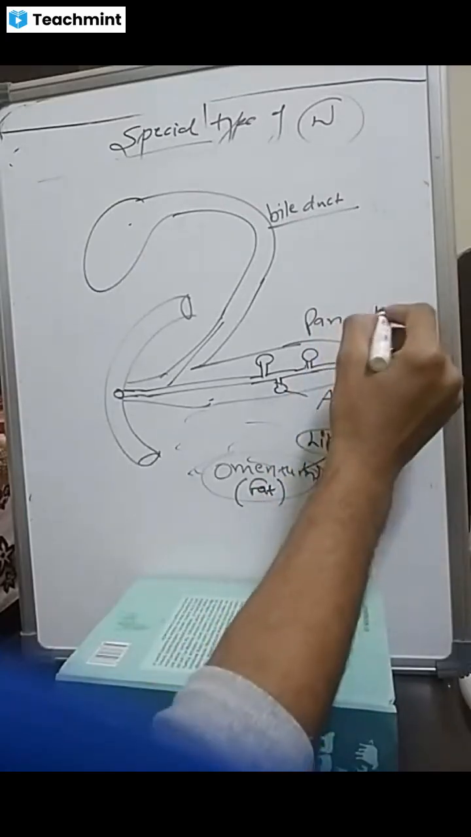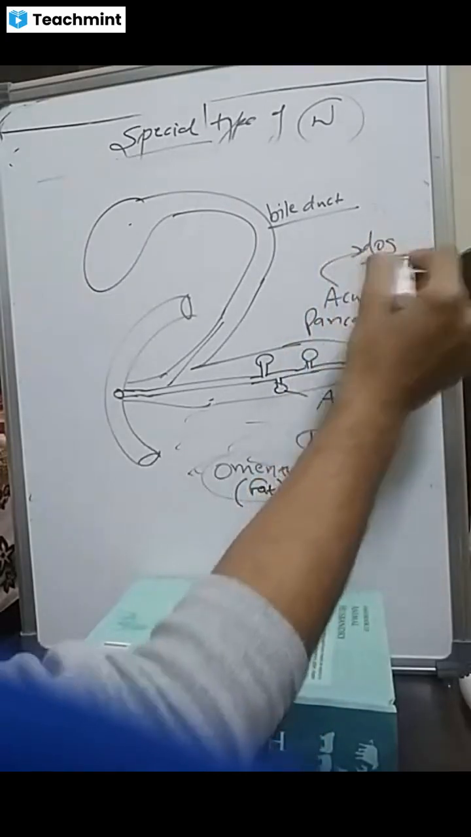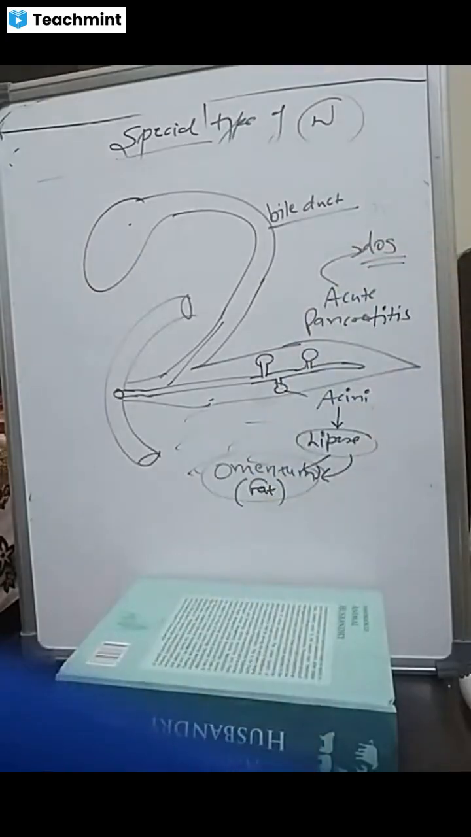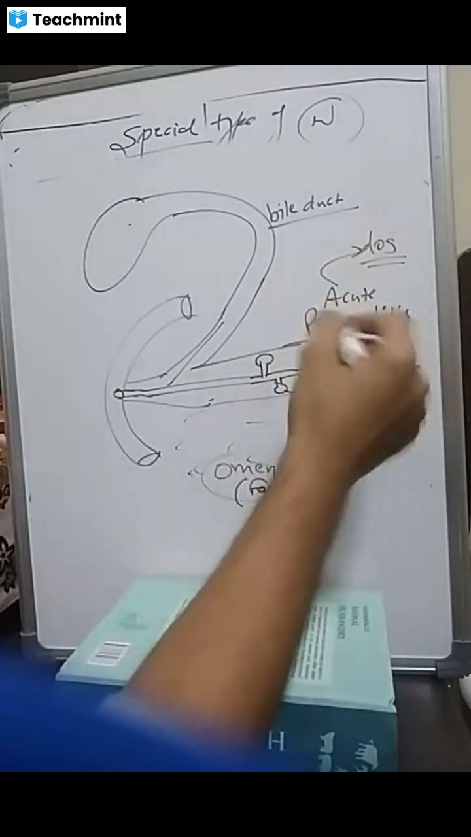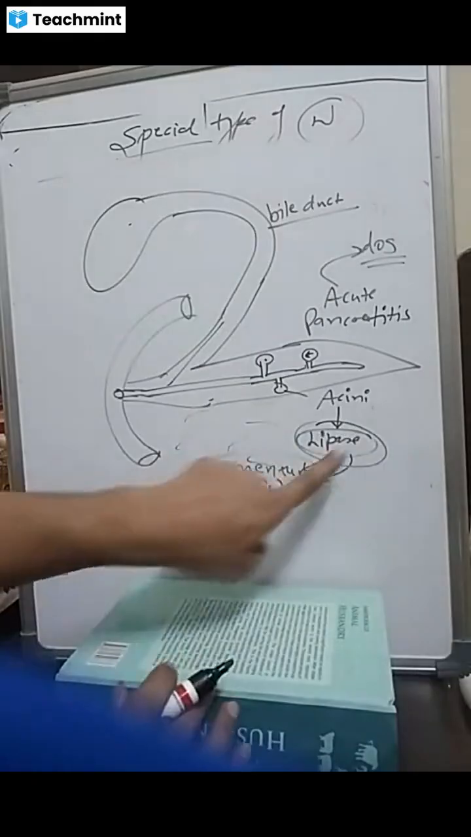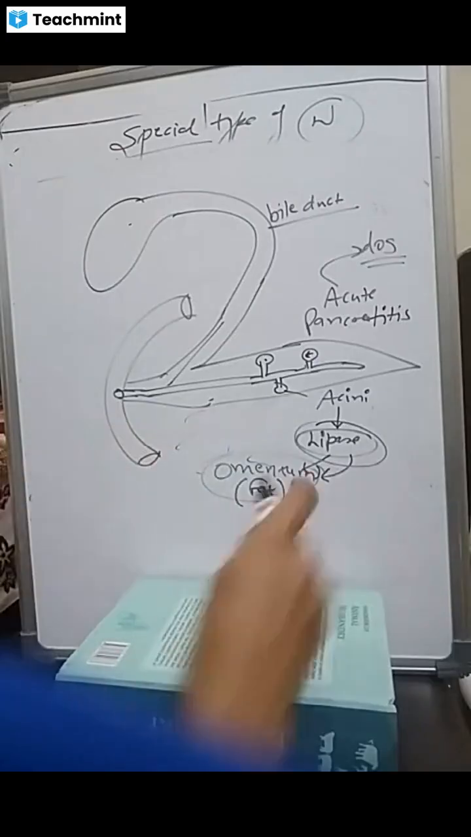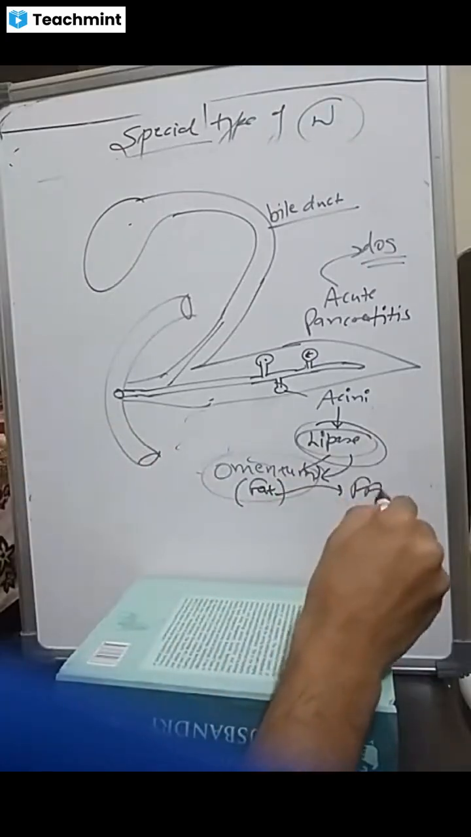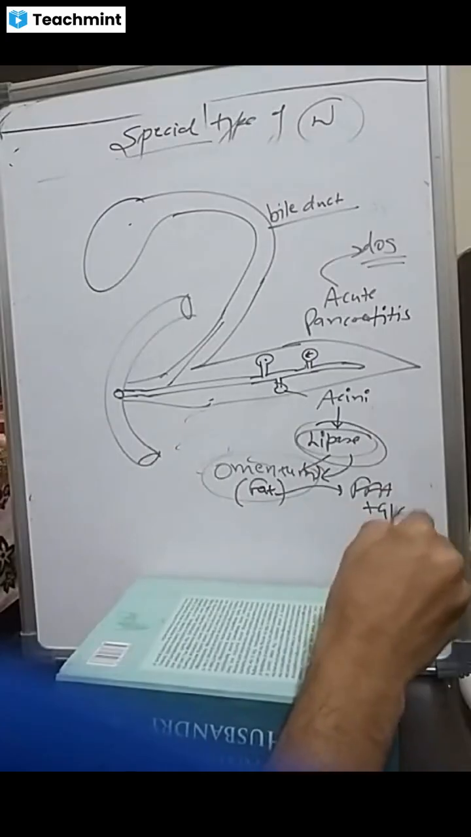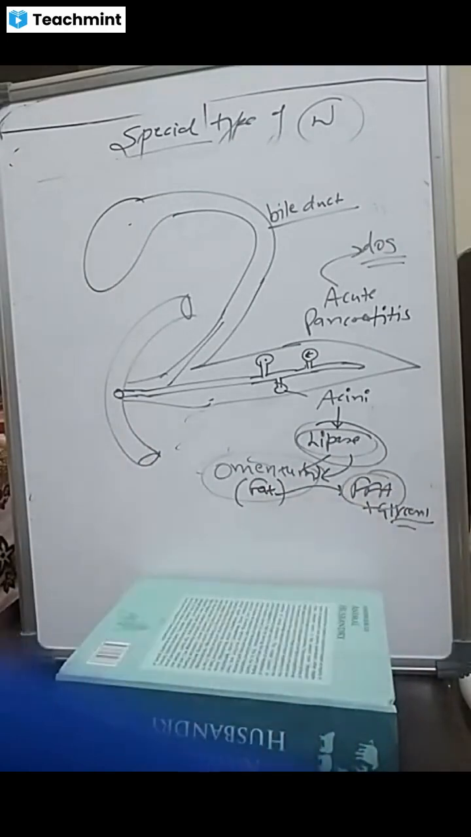Suppose there is pancreatitis, acute pancreatitis in case of dog, which is very common. Because of acute pancreatitis, from the acini, lipase will come out. It will dissolve the omentum fat, and the fat is broken down into free fatty acid plus glycerol. Glycerol will go inside the body, but this free fatty acid will help us to understand the fat necrosis.